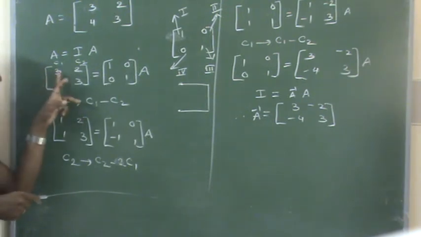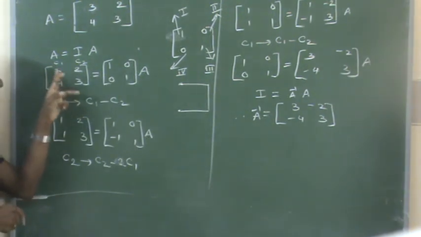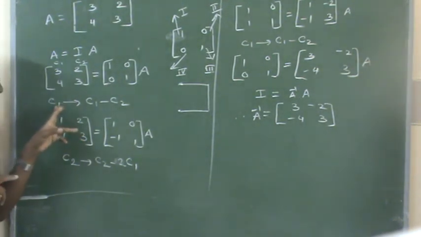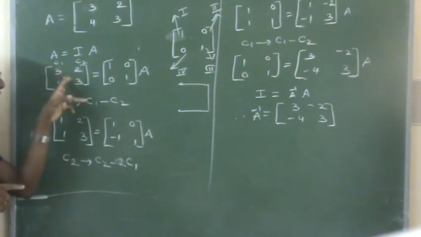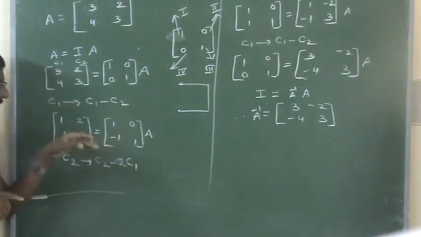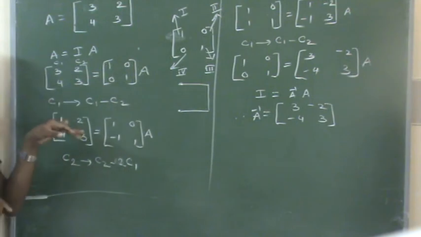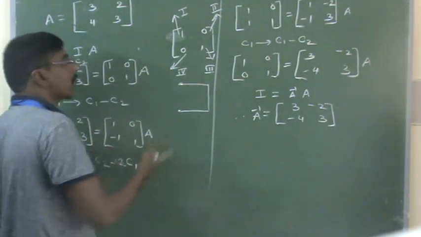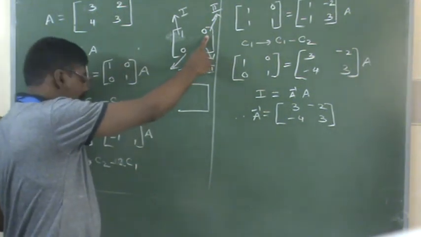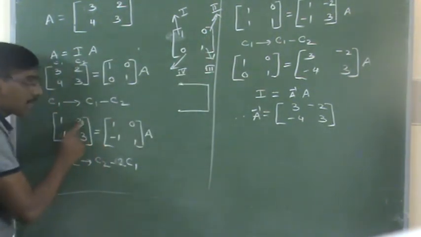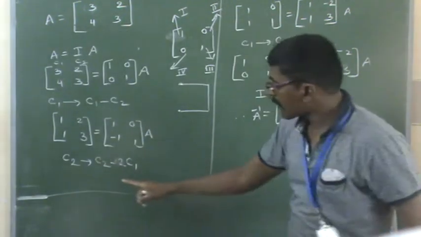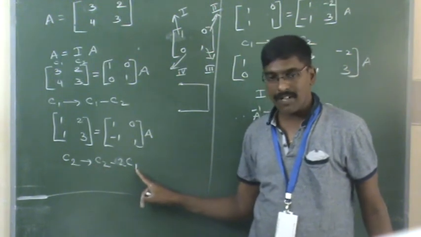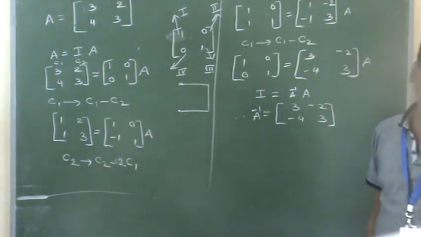See, in this model, first our target is to convert the A11 place value. That is our first target. So what operation am I using here? C1 tends to C1 minus C2, and C2 remains as it is. Then on simplification, the A11 value comes as 1. Next, our target is that the A12 place value, this 2, should be converted to 0. I can use the operation C2 tends to C2 minus 2 times C1. We do the multiplication and we get the answer.